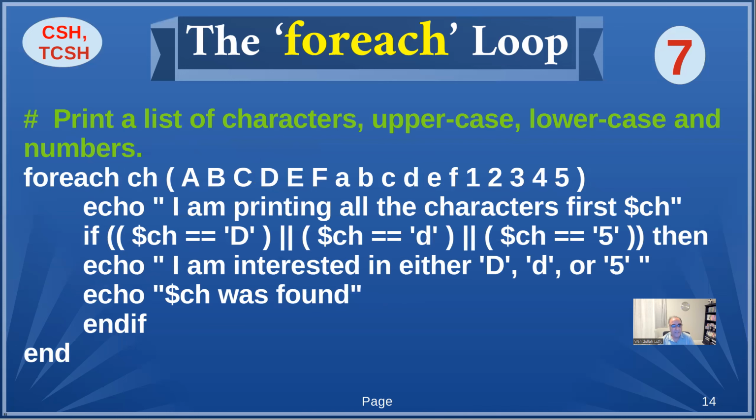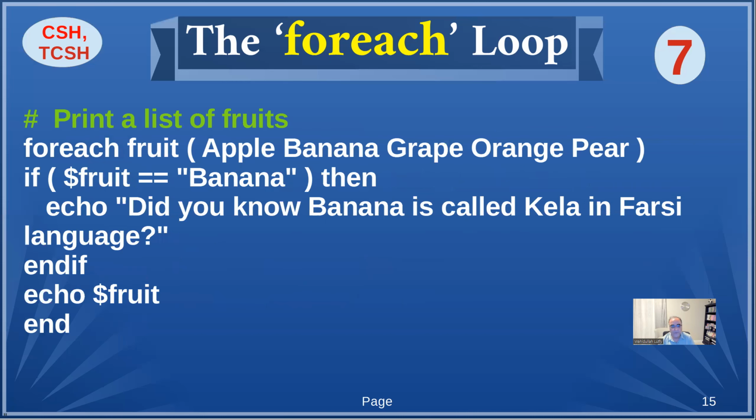So this example is a second example. We're looking for characters: uppercase A, B, C, D, E, similarly lowercase a, b, c, d, e, f, and then uppercase A, B, C, D, E, F, and then 1, 2, 3, 4, 5. So we are checking on those characters: if the character is D uppercase, or d lowercase, or the character equals 5, then I'm interested in that character, it will be printed, and it's done on that one.